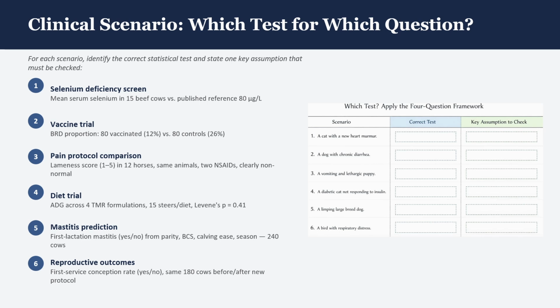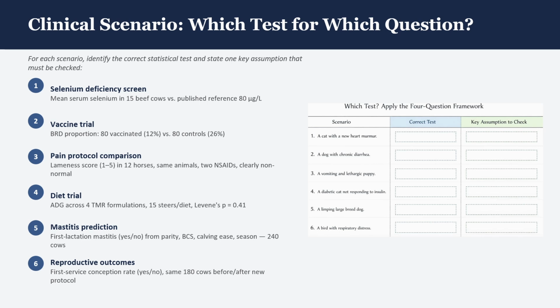Key assumption, check events per variable. You need at least 10 mastitis cases per predictor. With 240 cows and typical first lactation mastitis rates of 15 to 25%, that's 36 to 60 events for 4 predictors. EPV of 9 to 15, borderline to adequate.